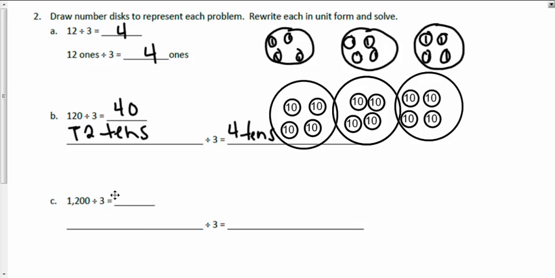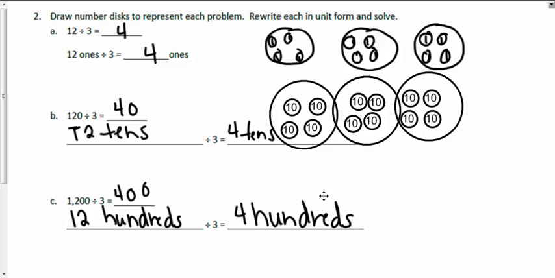I bet you can figure out by the pattern what this is going to be, and actually we're not going to draw the number disc for this one. 12 hundreds divided by 3 is equal to 4 hundreds. So 12 hundreds divided by 3 equals 4 hundreds.